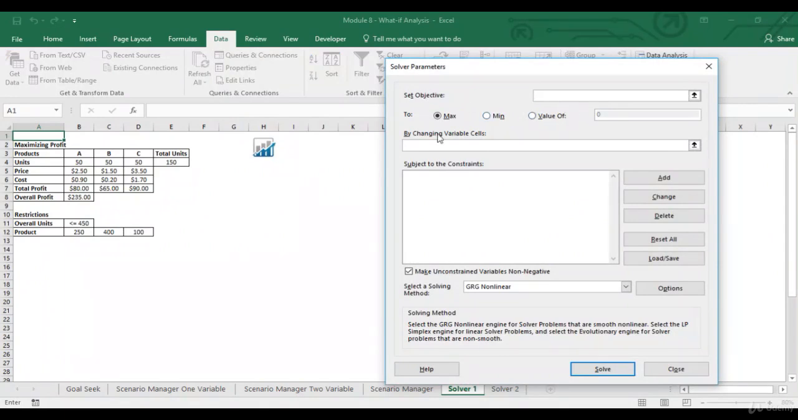So set objective: whether you want to maximize a particular dependent variable, you want to minimize it, or you want to keep it at a particular value. Then by changing which variables. So over here you will specify the input variables or the location of the input variables. Then over here you will add the different constraints, and we'll take this example so that this all is easily understandable. So let's look at it.